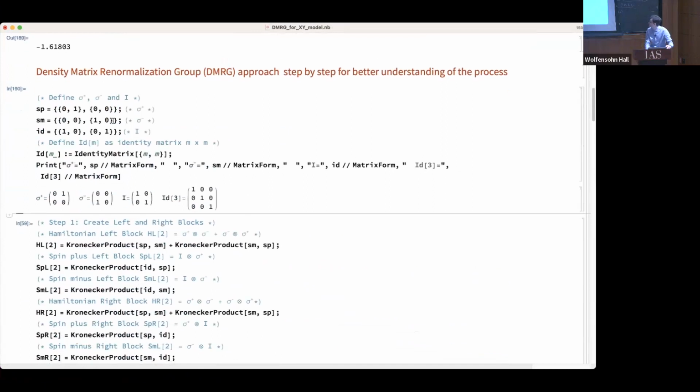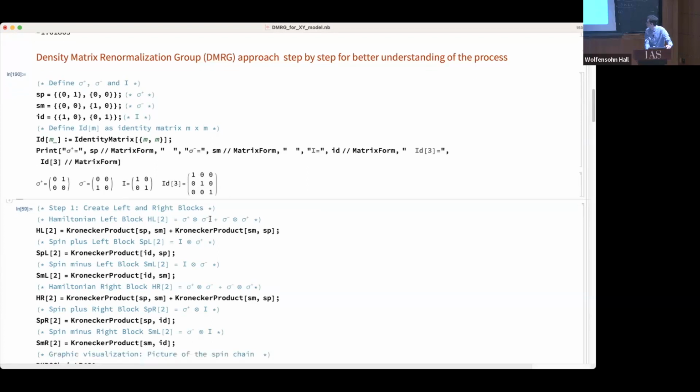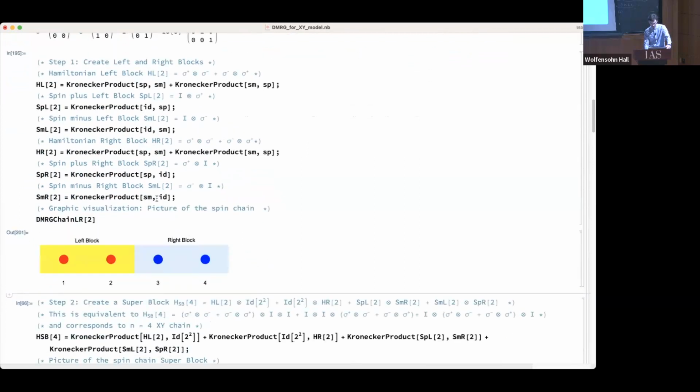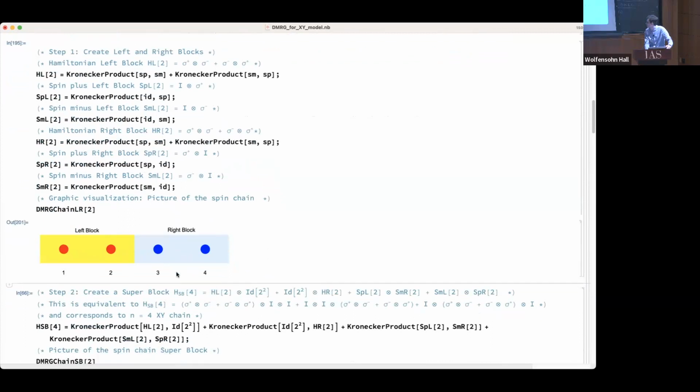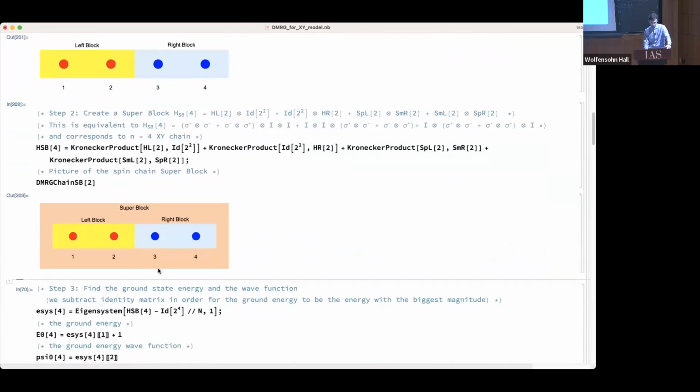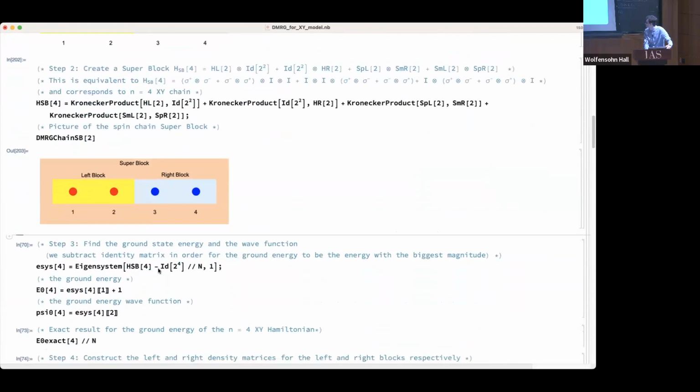Now we again need to define sigma plus, sigma minus matrices and identity matrix, and also a big identity matrix, where the index is just the size of it. So identity 3 is just a 3 by 3 identity matrix. All right, so step 1 is we create left and right blocks. Here, just tensor products of sigma plus, sigma minus, and schematically it looks like this: 2 sites on the left and 2 sites on the right. Then we define the superblock. We combine the 2 sites from the left with the 2 sites from the right, so we get the superblock, which is 4 sites.